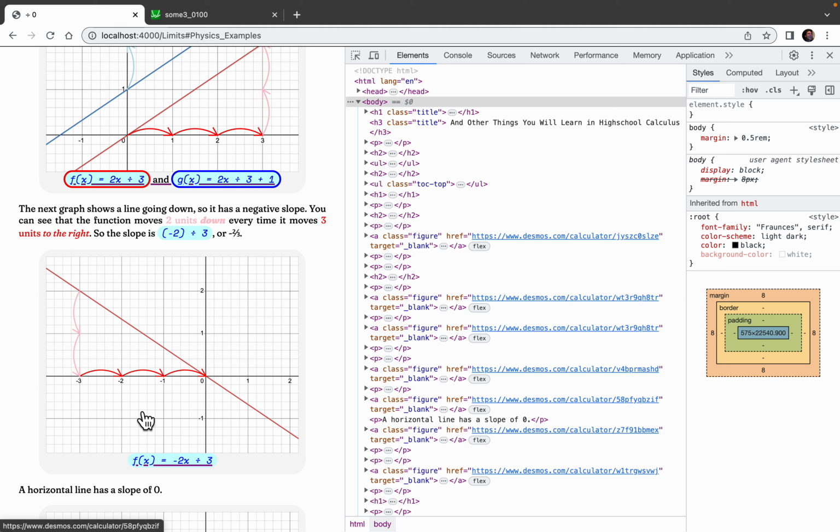The next graph shows a line going down, so it has a negative slope. You can see that the function moves 2 units down every time it moves 3 units to the right. So the slope is -2 divided by 3, or -2/3.